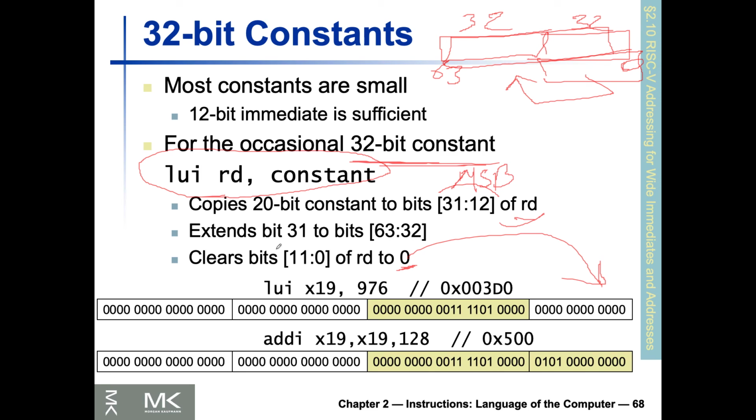So that's the way we do that. As an example, if you want to load this constant, how are we going to do it? 976, right? So what it does is extend it to 64-bit.